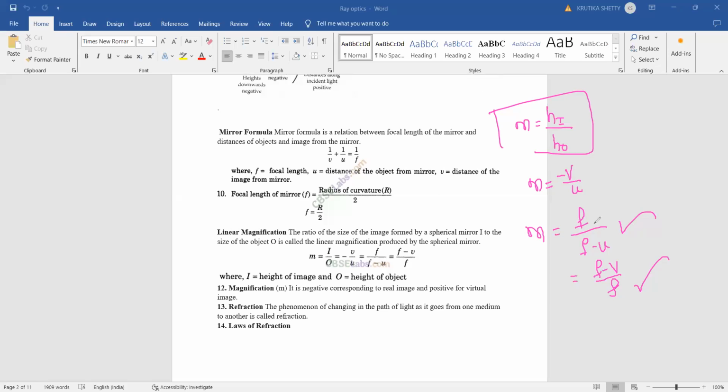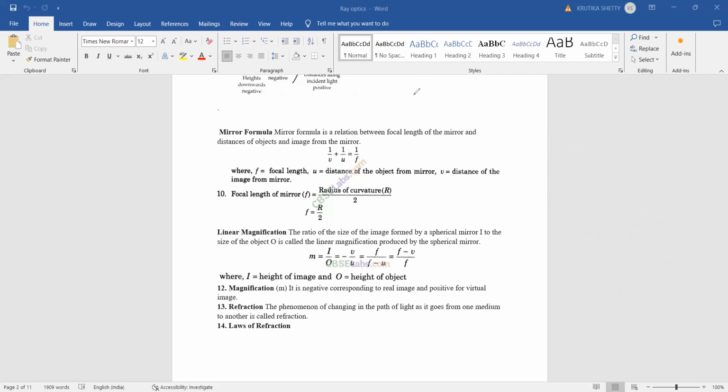Okay, so first two are given, the third and fourth you don't have, just take down the formula also. Then next we have the magnification. If it is negative it corresponds to a real image, and if the value is positive then it is a virtual image, they say. So this all comes under reflection.